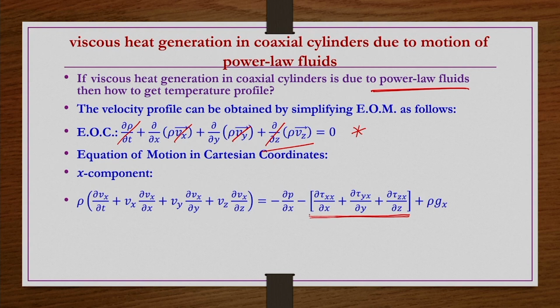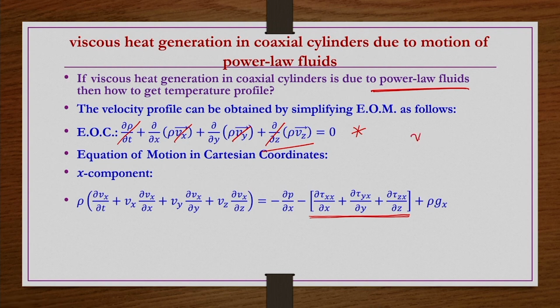So, then directly you get plus mu times the second derivatives of Vx with respect to x, y and z squared, that is what directly you get on this step. But here, in this case of a power law fluid, this tau expression is complicated and non-linear. So, when you substitute here it becomes very complicated. That is the reason we substitute it later.